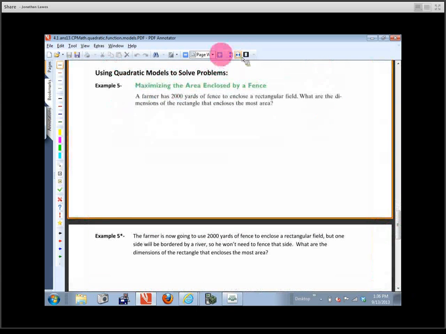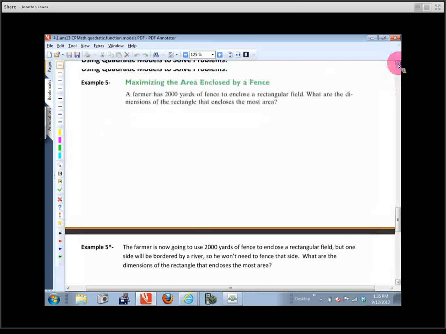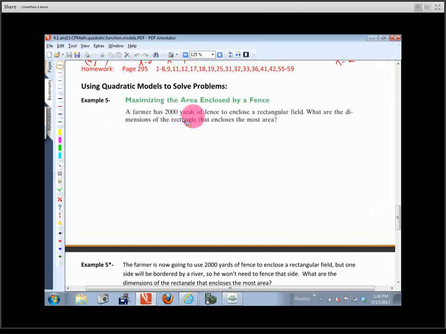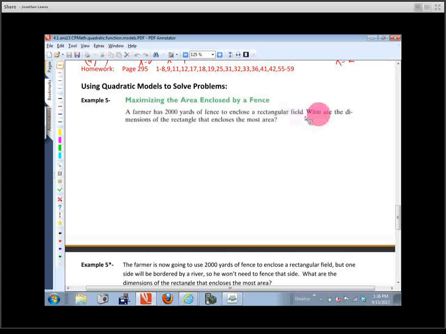So let's take a look at this example right here. A farmer has 2,000 yards of fence to enclose a rectangular field. What are the dimensions of the rectangle that encloses the most area? Okay, so he's going to go out and enclose the field in a rectangle, looks something like that. He's going to use 2,000 yards of fencing in order to make that happen. And he wants to make the largest area possible.